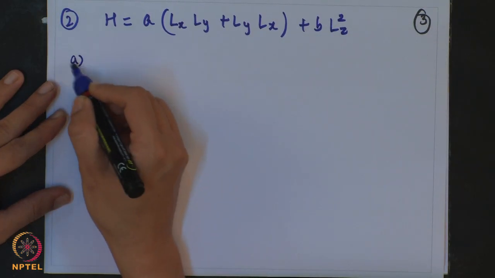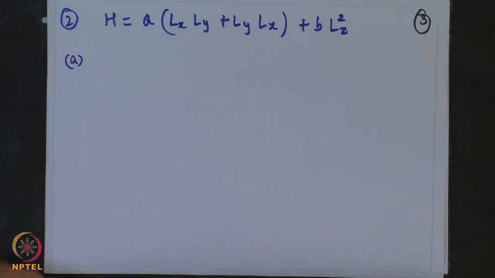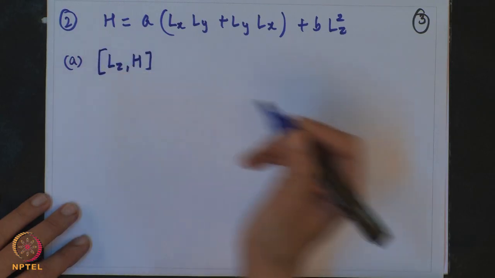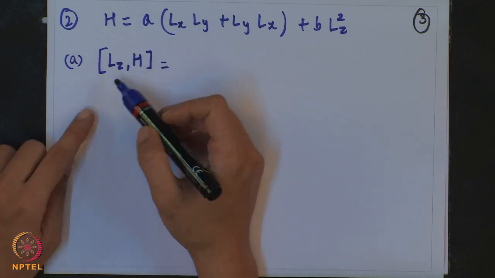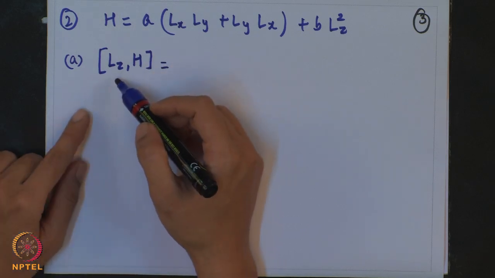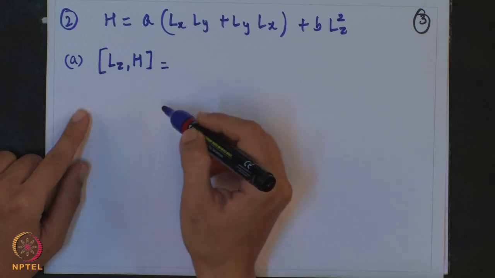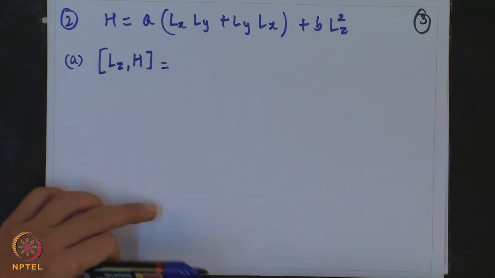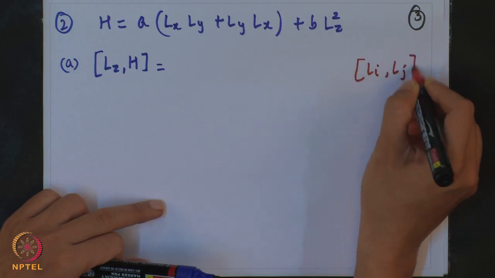In the first part of this problem you are asked to evaluate [L_x, L_y]... Lz. This is a very simple task. We know the commutator of Li and Lj, which we have done in the last class: [Li, Lj] is i H cross epsilon_ijk Lk. Use that, you recollect what [Li, Lj] is.